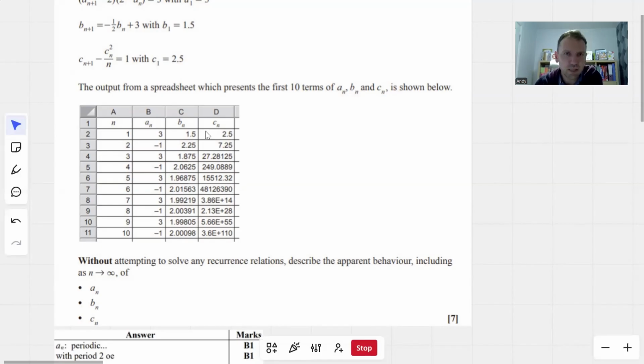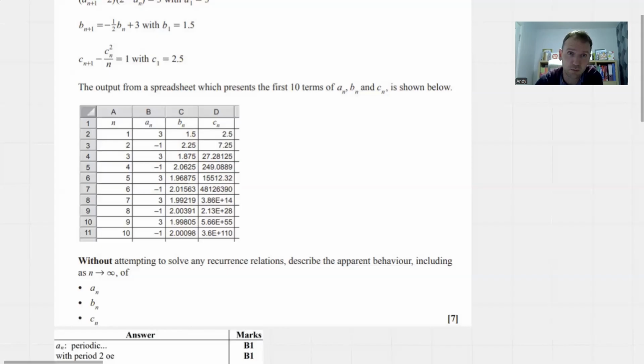bn, in contrast, doesn't repeat, but here we do see there's a few different things going on. So it's bouncing either side of the value of 2. So in this case, it is oscillating, and that's the best term to use because it's not repeating, it's not periodic, but it's oscillating either side of this value of 2. So oscillating gets you 1 mark.